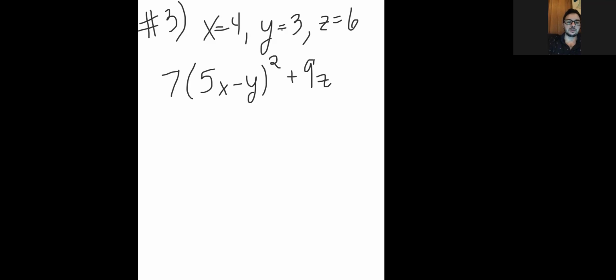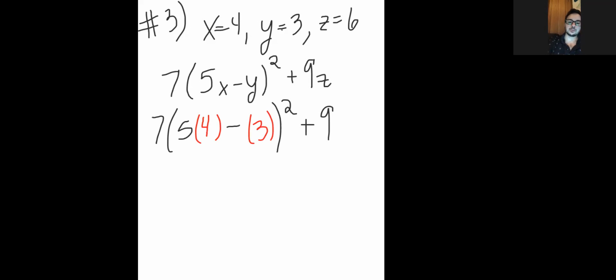So we're going to have 7 times (5 times 4 minus 3) squared plus 9 times 6. I'm going to go ahead and put the numbers all in red. x is 4, y is 3, z is 6. And now at this point, we follow order of operations the same way we did with the other problems.